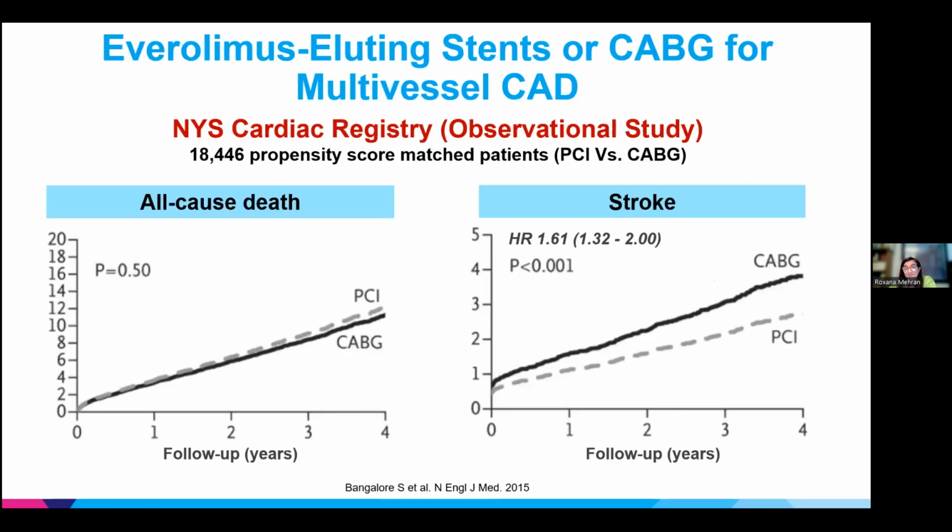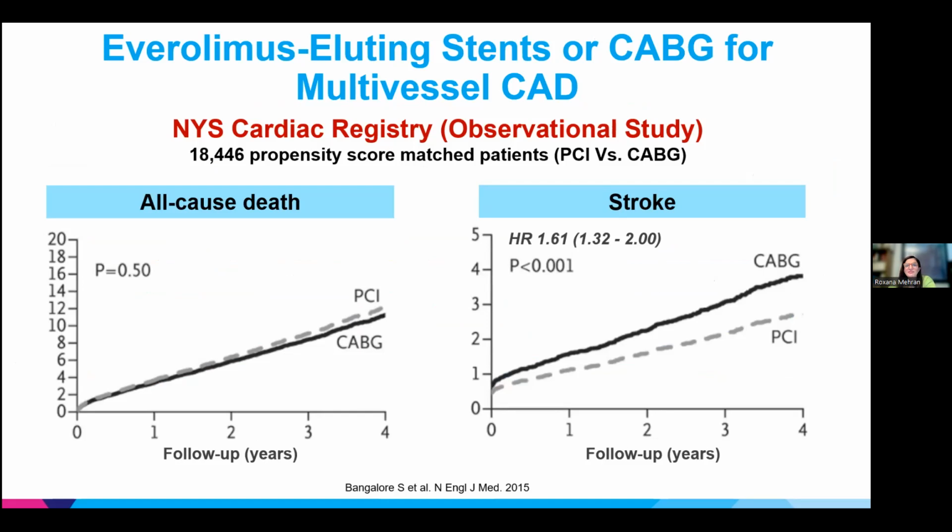Well, maybe, maybe not. Here's data from the New York State Registry where we're seeing that mortality is certainly no different comparing CABG to PCI.